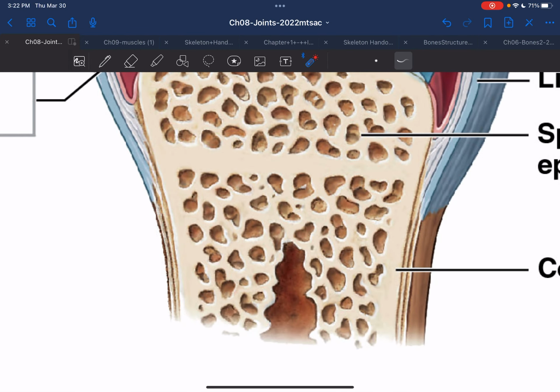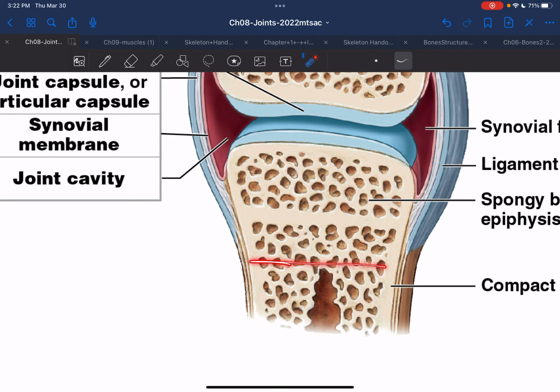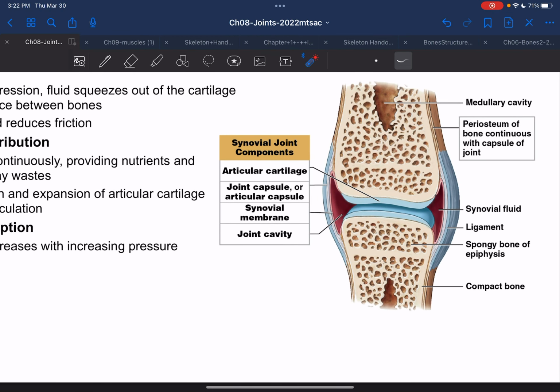And don't forget that the outer layers are made out of compact bone, and everything within the epiphyses that looks sort of spongy and hollow is spongy bone.